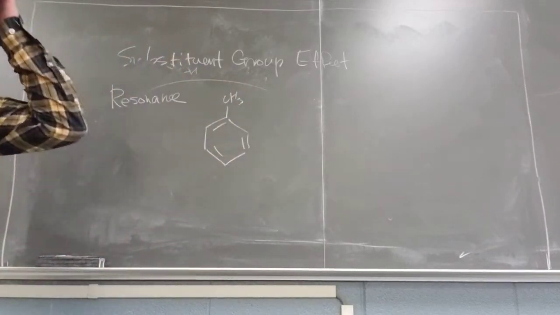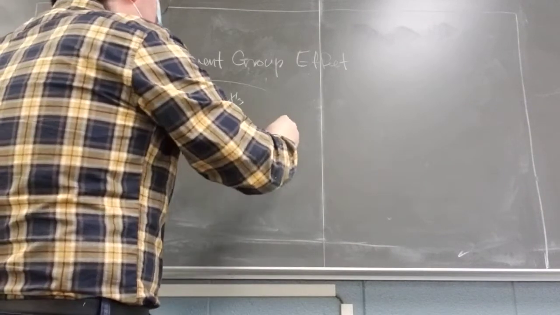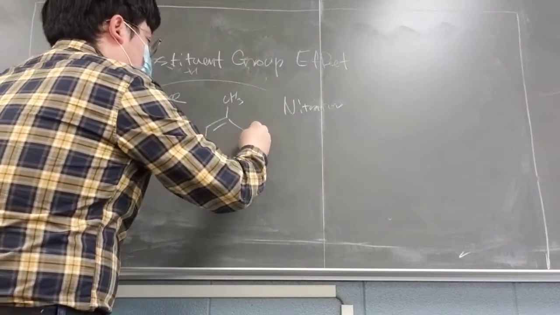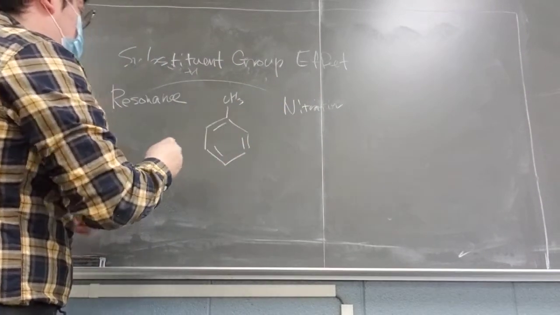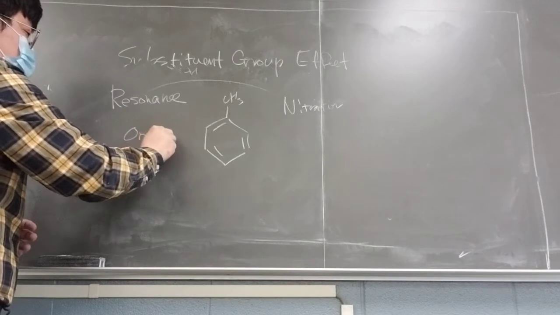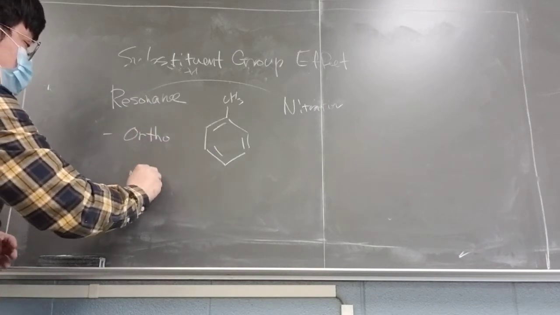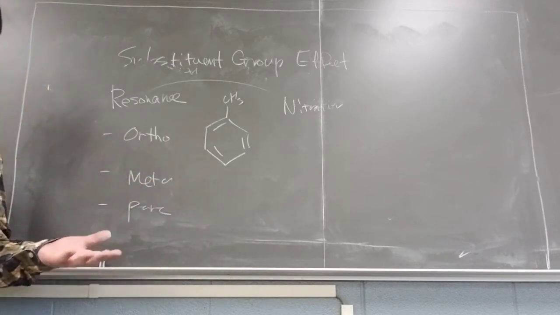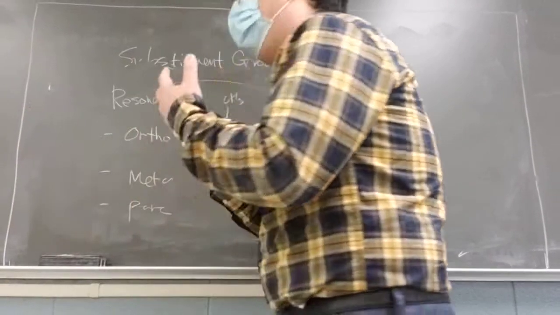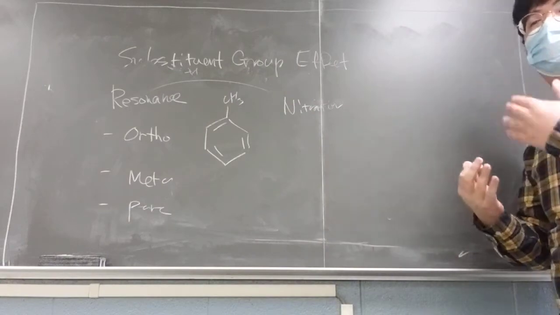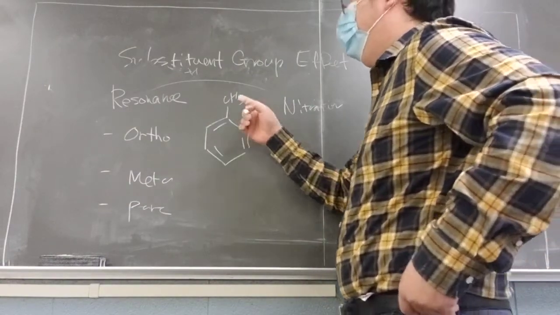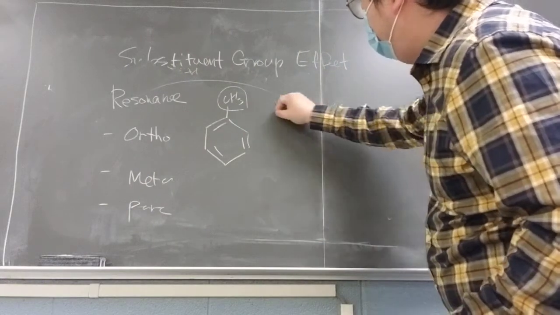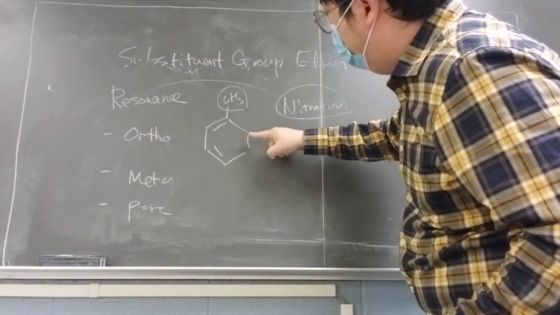If you have this one over here, for example, a nitration process, we're going to put the nitro group in the ortho position first. Let's put it in the ortho, meta and para positions and see what happens in the resonance structure. We'll also see why it is better on the ortho and para positions when the methyl group is on here.